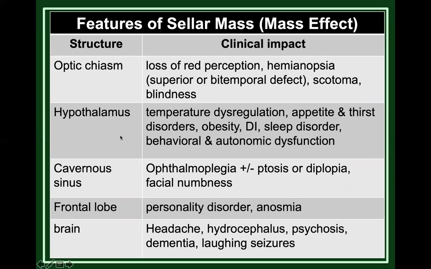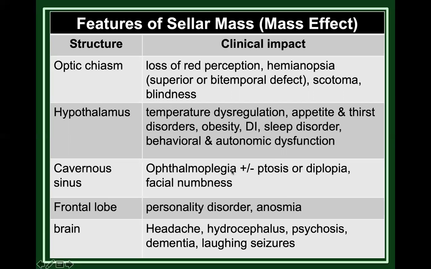If it goes up further, then you can have problems with temperature, appetite and thirst disorders, obesity, diabetes insipidus, sleep disorder, and behavioral and autonomic dysfunction. Okay. Now, if it extends laterally to involve your cavernous sinus, then it will encroach on your cranial nerves. So you can have ophthalmoplegia, ptosis, so that would be cranial nerve 3, and diplopia and facial numbness, cranial nerve 5.